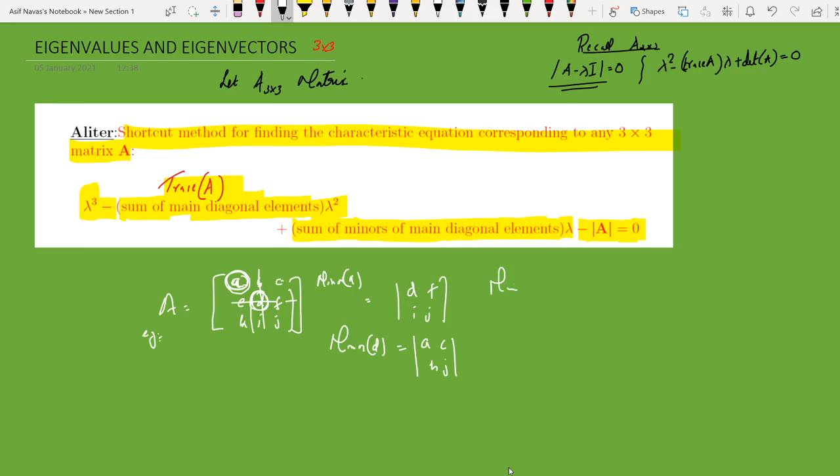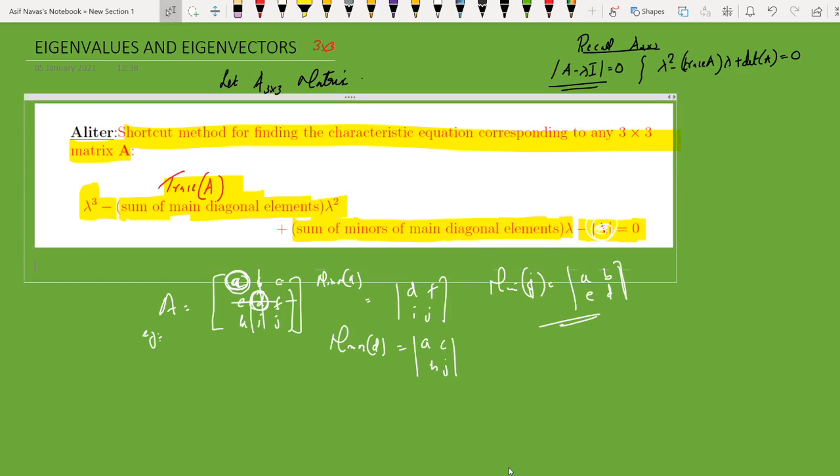And what is the minor of J? It is the determinant of A, B, D, E. So that is one part, and you know how to find the determinant of A also, right? Now we will do a problem.